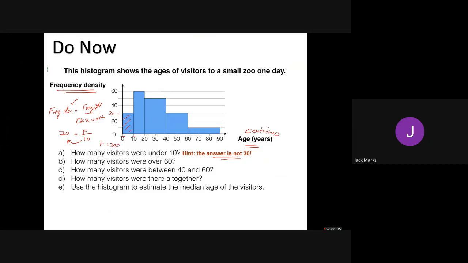More simply, you might say that the area of the rectangle represents the frequency. This is fine as long as there's no scale factor, which is something that's new to the A-level spec. So, assuming there's no scale factor, we could say that this goes up to 60. It's 10 wide, so this represents 600 people, and so on.